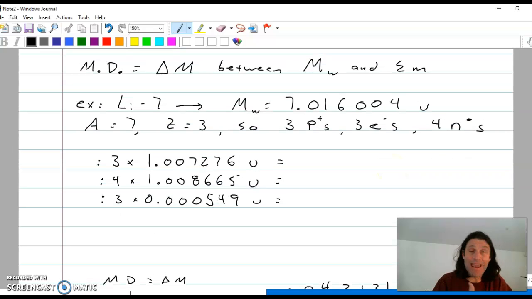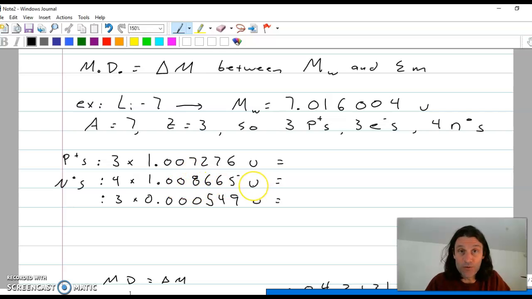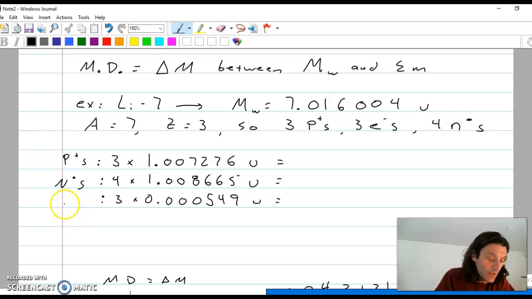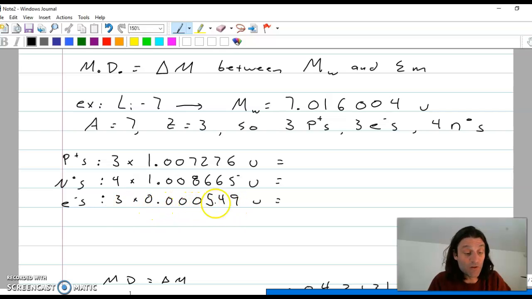What I'm going to do is add up those parts. There are 3 protons, each of them 1.007267 U's. Now, this number right here will be given to you should you need it. It's something you can look up anytime. That's the mass of a proton in U's. There are 4 neutrons, and that number is very similar to the mass of a proton. Neutrons are just a hair heavier in U's. That number will always be given to you, and this is the mass of electrons. There are 3 of them, and they're very, very small compared to the other stuff.